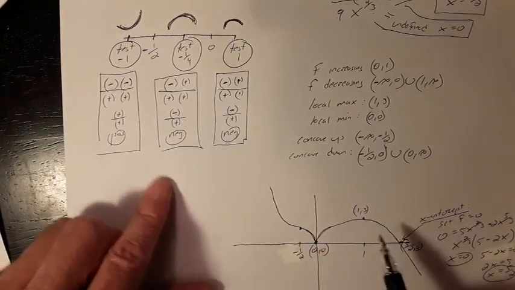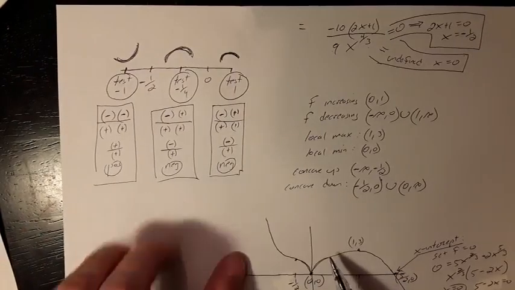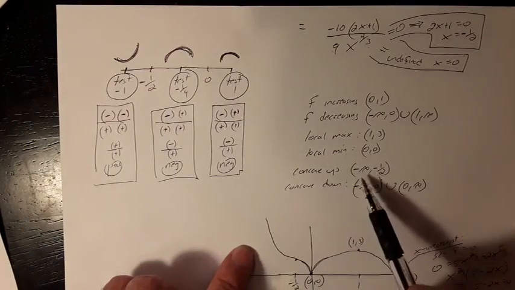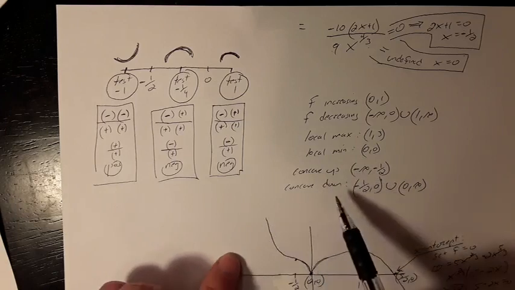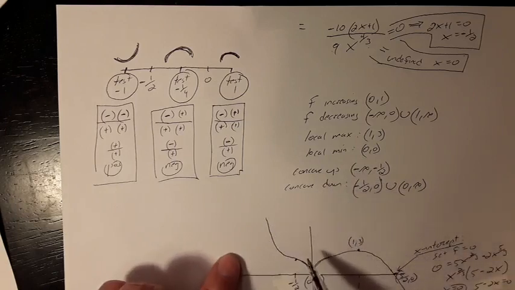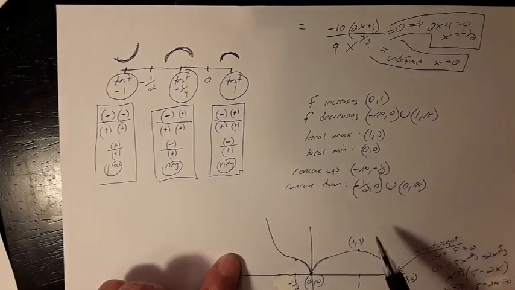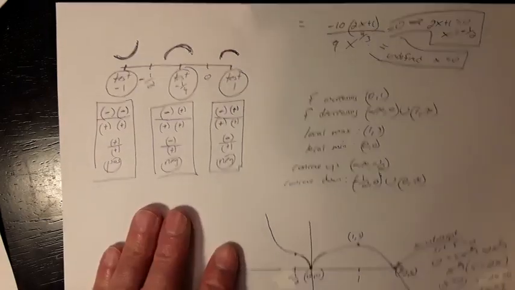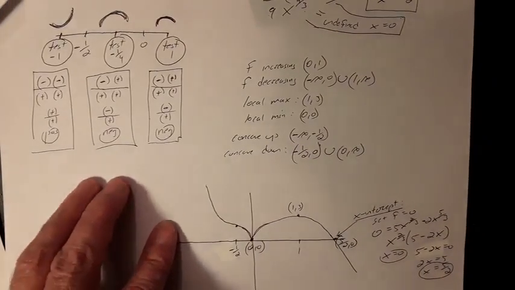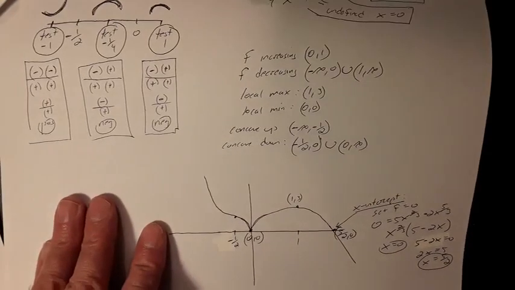So let's make sure this is what we think it should be. Is it concave up from negative infinity to negative 1/2? Yup. Is it concave down from negative 1/2 to 0? Yup. And from 0 to infinity? Yup. Is it increasing from 0 to 1? Yup. Is it decreasing from negative infinity to 0 and from 1 to infinity? Yup. Does it have a local max at 1, 3 and a local min at 0, 0? Yup, yup, yup. Let me get all that on the screen in case some of that wasn't on the screen for our discussion. But it's all right there. A very, very good problem. 32 minutes in.